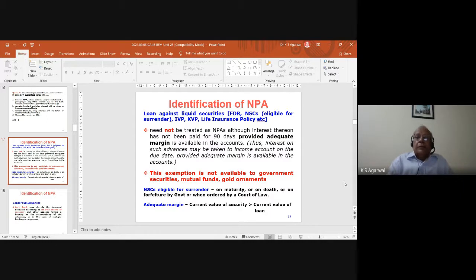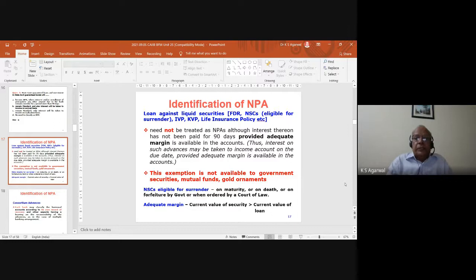Very often, rather most of the time, we make advances in the shape of demand loan or overdraft against the securities, liquid securities such as fixed deposit receipts, NSCs eligible for surrender, IVP, KVP. We make advances against NSCs, whether they are eligible for surrender or not. We make advances against IVP, Indira Vikas Patra, Kisan Vikas Patra, life insurance policy, etc. But this identification of NPA, where some relaxation is granted, it is applicable to NSCs which are eligible for surrender.